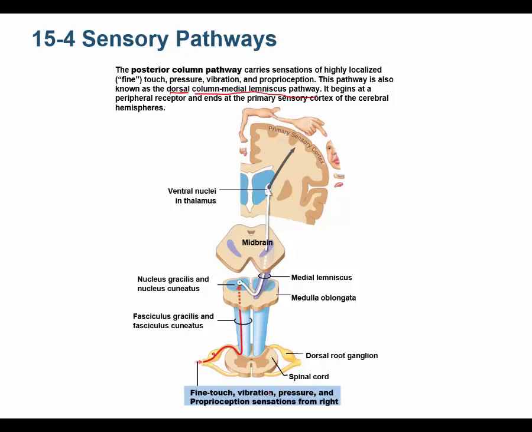All right, dorsal column medial lemniscus. Here's what happens. This first order neuron enters the spinal cord and does not decussate, and then travels upward. It ascends all the way to the brainstem, to the medulla oblongata. It doesn't synapse until it hits the medulla oblongata.